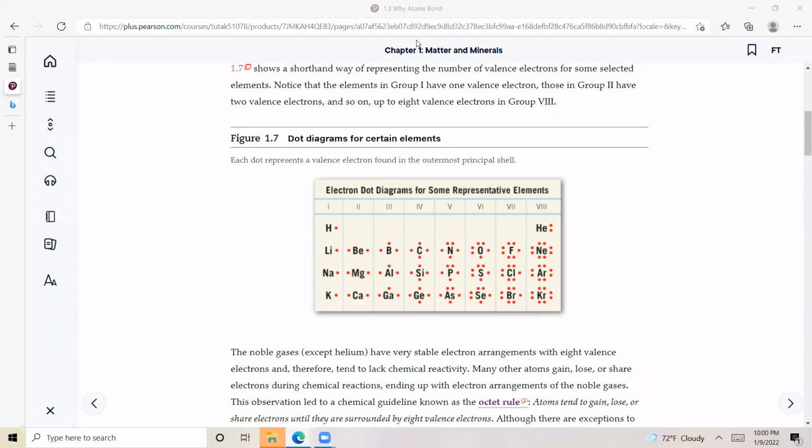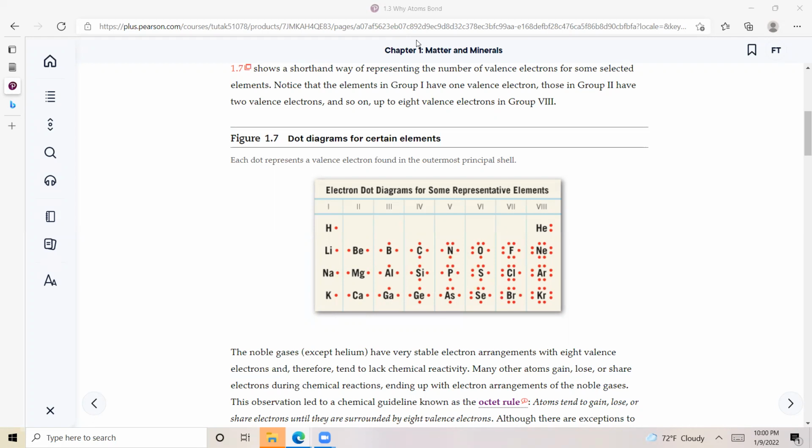Section 3, why atoms bond. In this section we will learn about how an atom can be attracted to another atom and they can form a chemical bond, which is going to involve a transfer or sharing of their valence electrons. In this diagram you can see the red dots that represent the valence electrons, which are found at their outer principal shell.